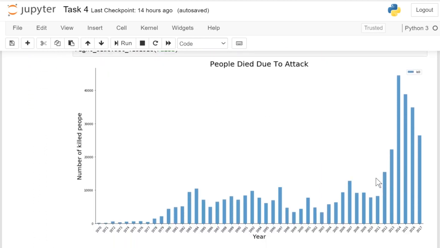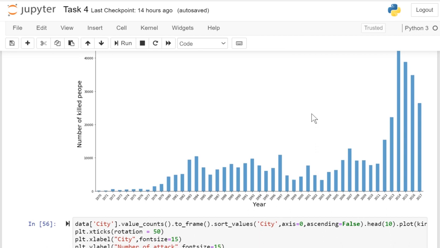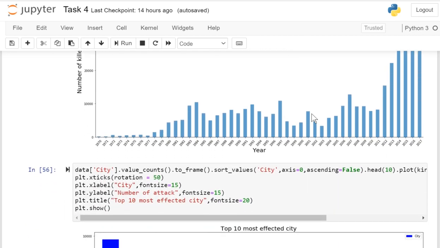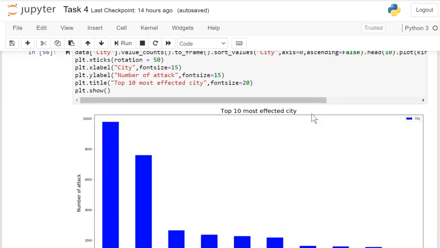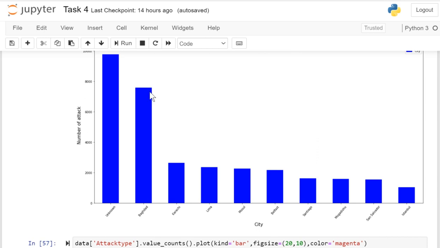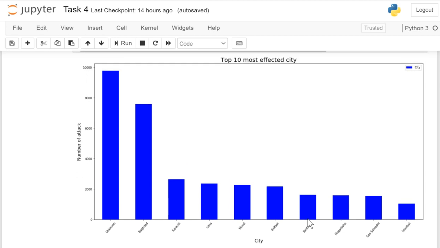And we are calculating the people who died during the attacks. The number of people killed is on the y-axis, and the year is on the x-axis. You can see 2014 has the most number of kills, followed by 2015. So more people died in the attacks in that year. Then we are calculating the top 10 most affected cities, showing the number of attacks and which city is most attacked.